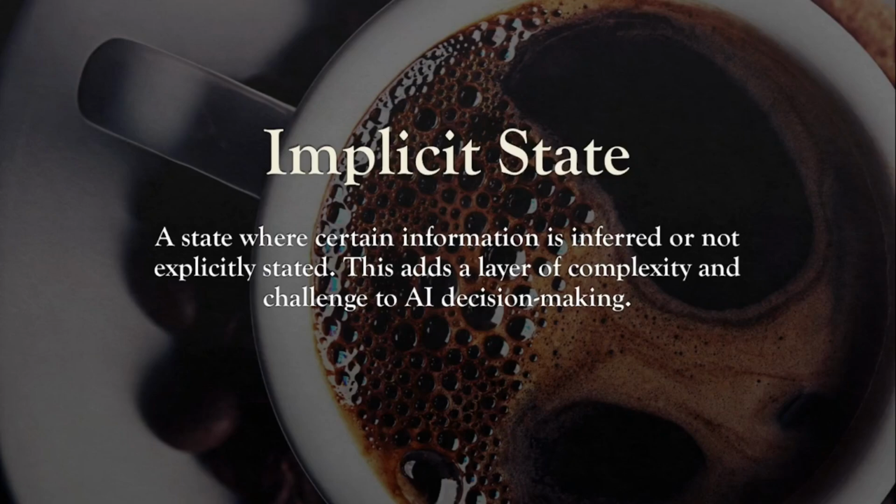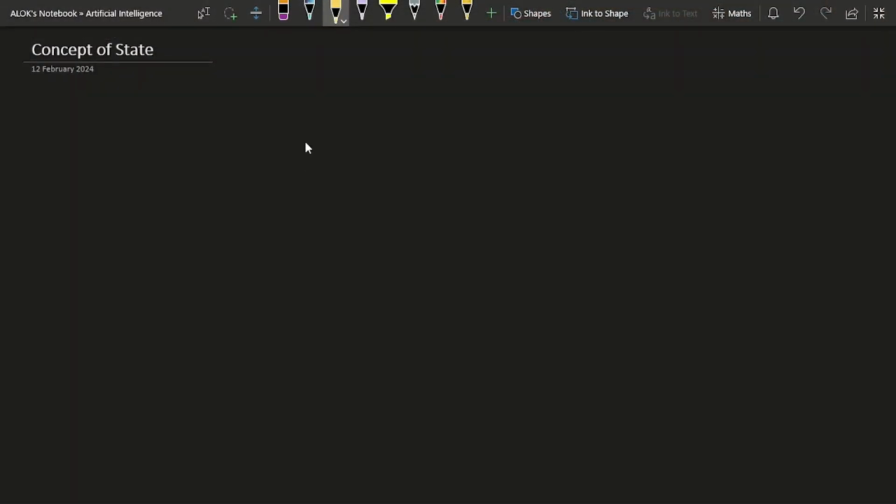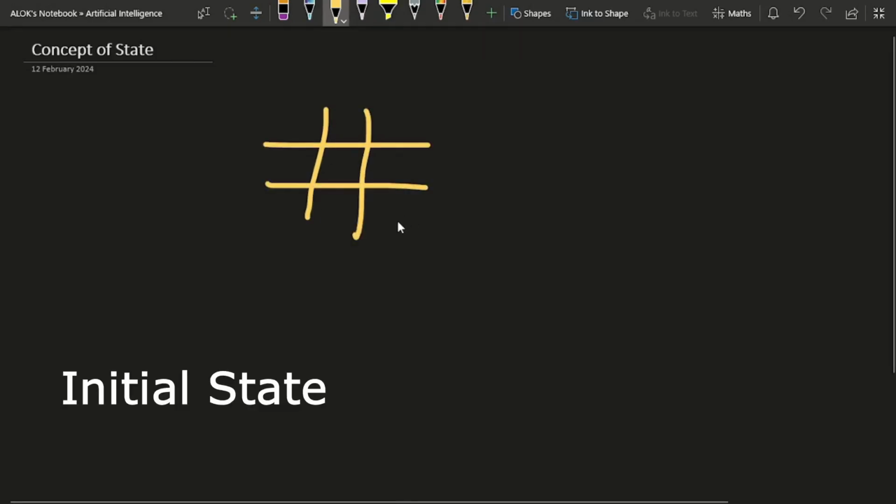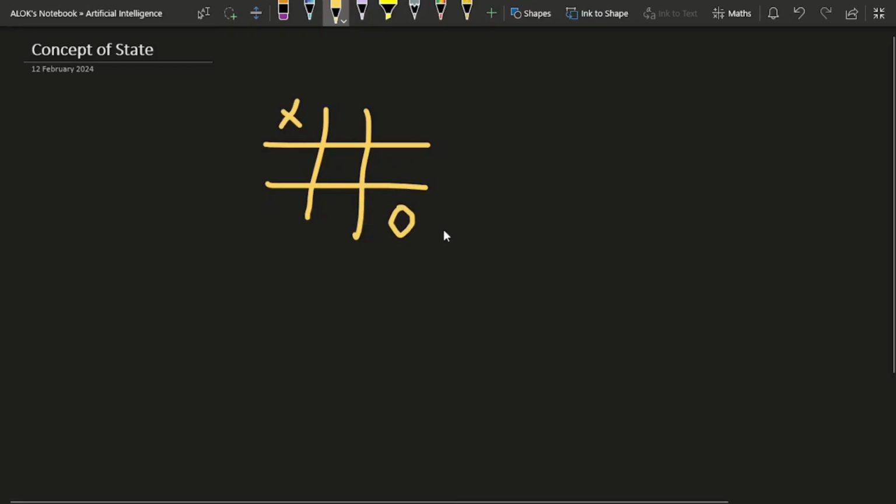Right. So now let's understand the concept of state with the help of an example of a tic-tac-toe game. First, let's understand what a state is. This is my initial state of a tic-tac-toe game. Suppose now we come to this state. This is also a state. So a state is some configuration that helps us to make decisions, to take actions that could lead us towards our goal. By understanding this, we can now talk about actions.